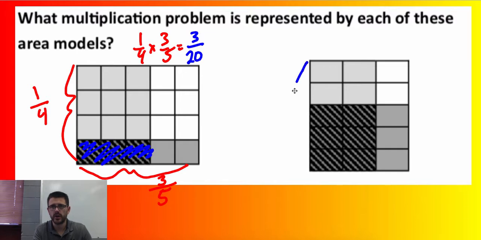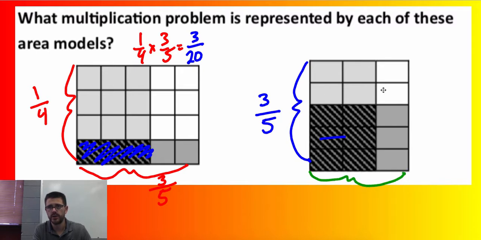All right, over here, start on the left-hand side. 1, 2, 3, 4, 5 stripes. So I'm dealing in fifths. 1, 2, 3 of them got colored in all the way left to right. So just coloring a little of it doesn't count. I want the ones where the whole stripe is colored all the way. Then going up and down, I've got 1, 2, 3 stripes, so thirds. 1, 2 of them are shaded all the way top to bottom, 2/3. So I'm doing the problem 3/5 times 2/3.